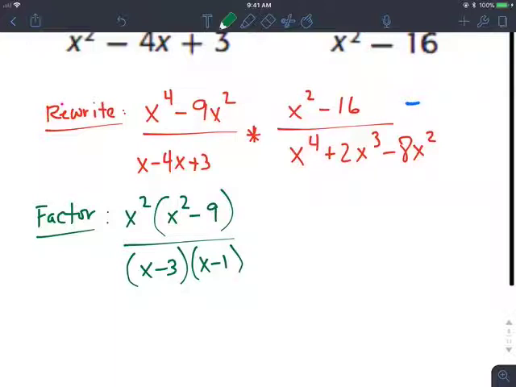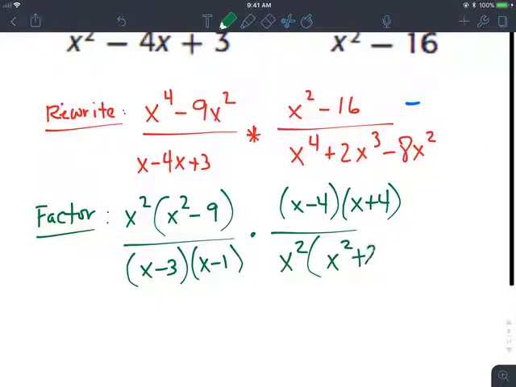Sound good? Times. Does that look good? What comes out of the bottom? X squared. You factored out the x squared, you have this left, x squared plus 2x minus 8.